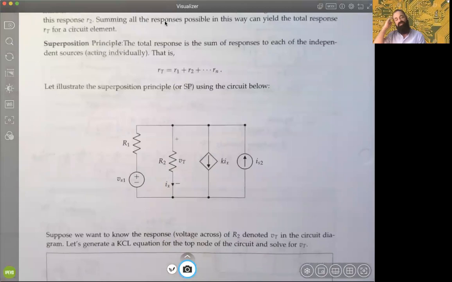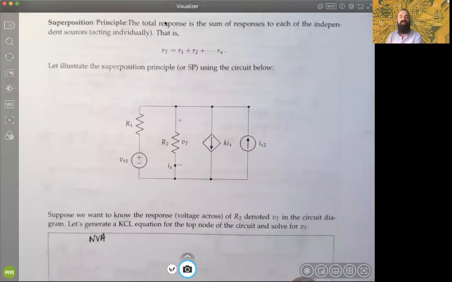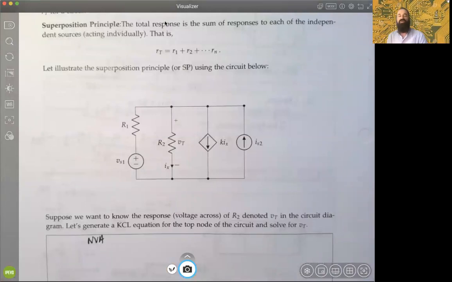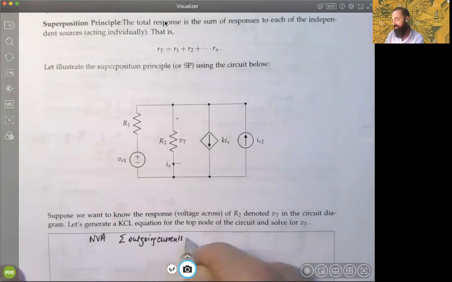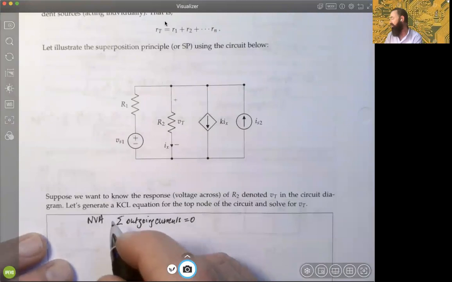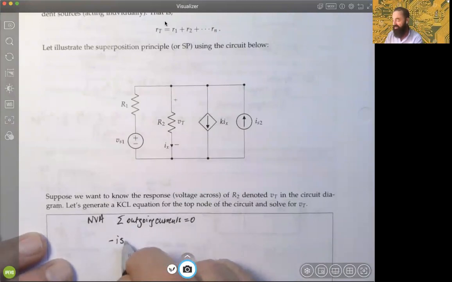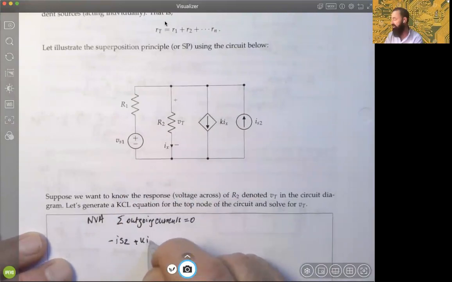And what we'll start off with is, applying node voltage analysis, if we're generating a KCL equation for the top node, what would it look like? So in other words, we are writing currents, okay? And we're summing the currents to zero. So again, we'll do the sum of outgoing currents and set that equal to 0. So starting here on the far left, we would have minus IS2, okay? And then of course you'd have the dependent one coming down, plus KIX.